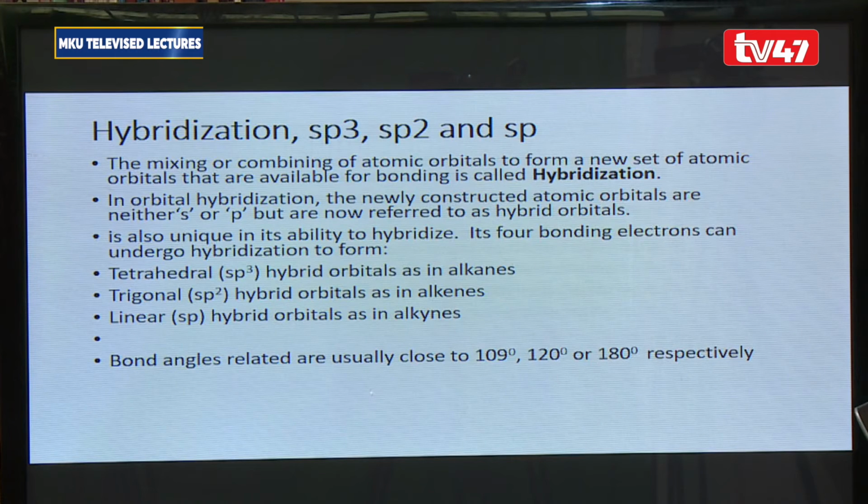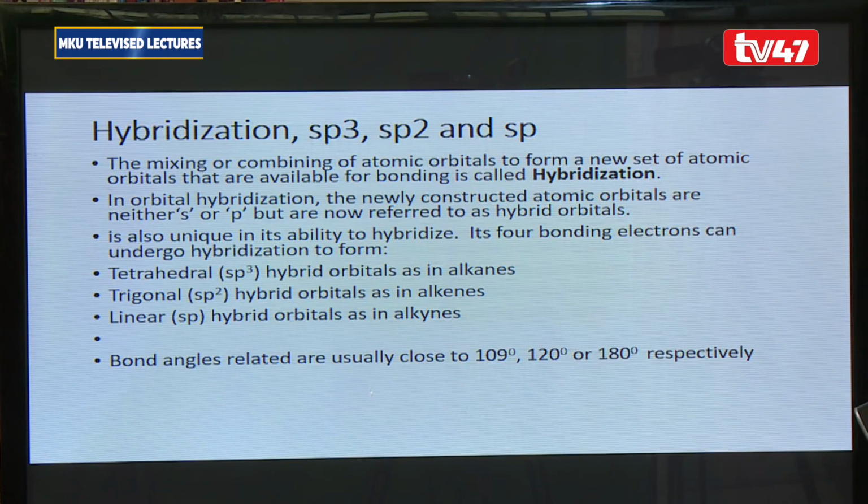Now, before we go to the specific types of hybridization, when carbon is sp3 hybridized, all the bonds it forms are single bonds. That is, single carbon-to-carbon or carbon-to-another-element bonds. And the bond angle is 109 degrees because it forms tetrahedral structures.